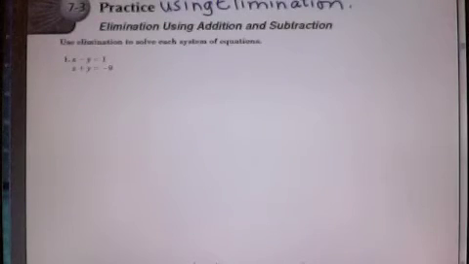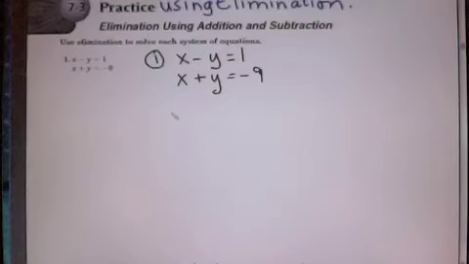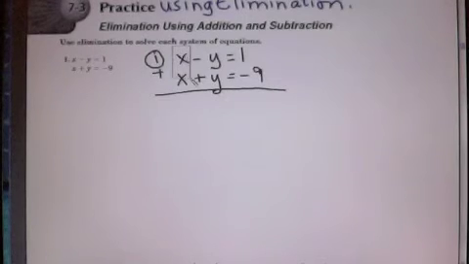So we'll begin with problem 1. On your paper, copy down the equations for problem 1. The way the elimination method works is we're going to take the two equations and add them to each other. We're going to add them by lining up the x terms, the y terms, and the constants. And we're going to add straight down the page.